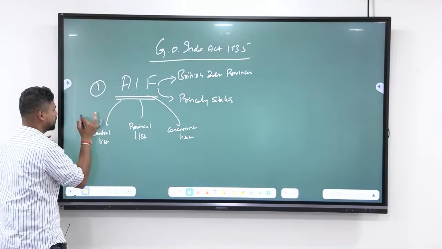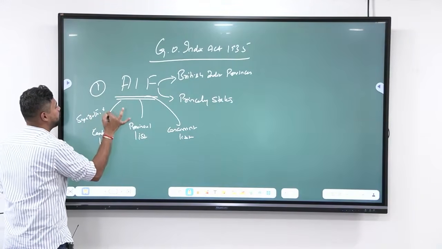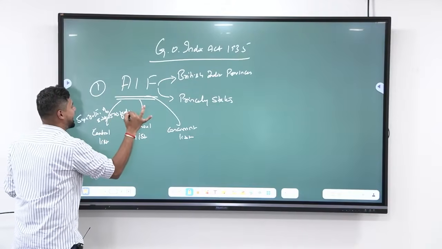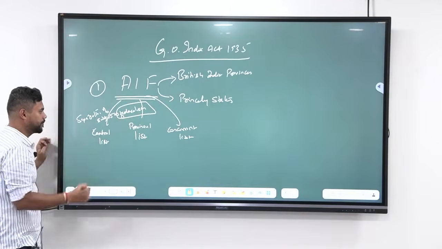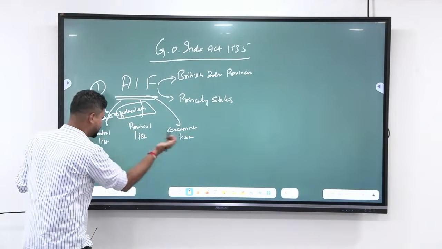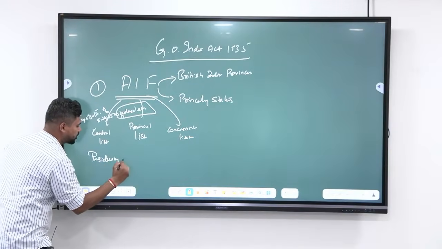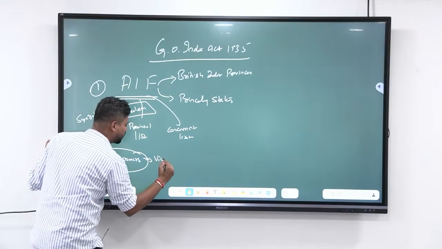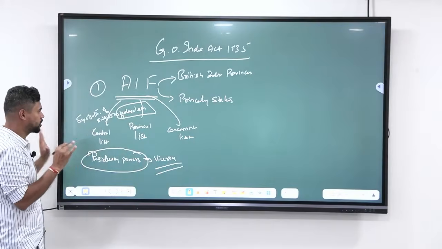So this shows the separation of subjects, which is a very, very important principle of federalism. Now, apart from central list, provincial list and concurrent list, there is something called residuary powers. Residuary powers means those subjects that are not there in either of the lists. This is vested with the Viceroy. So this is the first structural change.